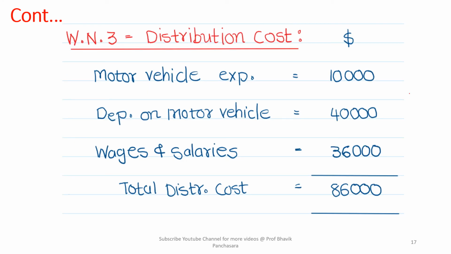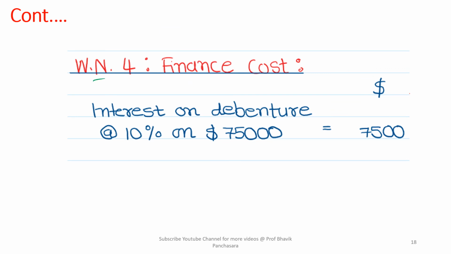So if we put all these three amounts together, motor vehicle expense are 10,000, depreciation on motor vehicle 40,000, and the portion of wages and salaries 36,000. The total distribution cost will come 86,000. Now the last working note related with finance cost. Here finance cost will consider the interest on debenture. Total debenture amount is 75,000, rate of interest is 10% per annum. So the finance cost is 7,500.